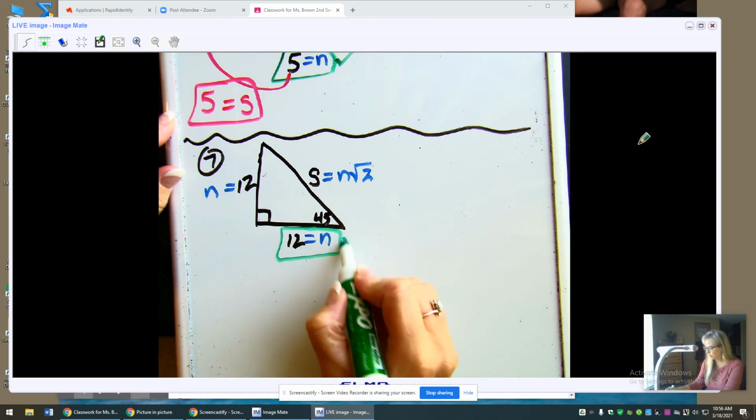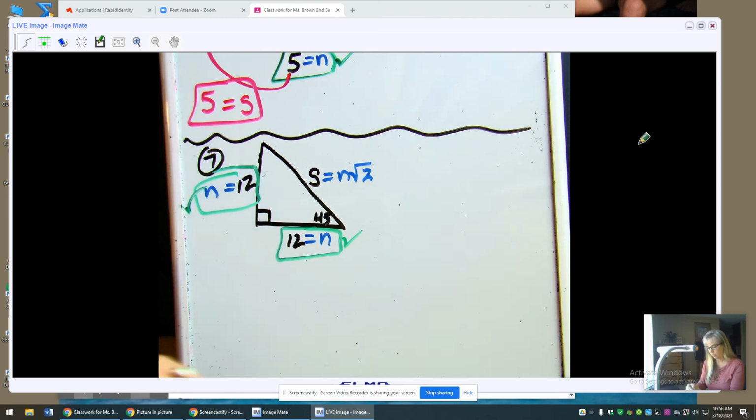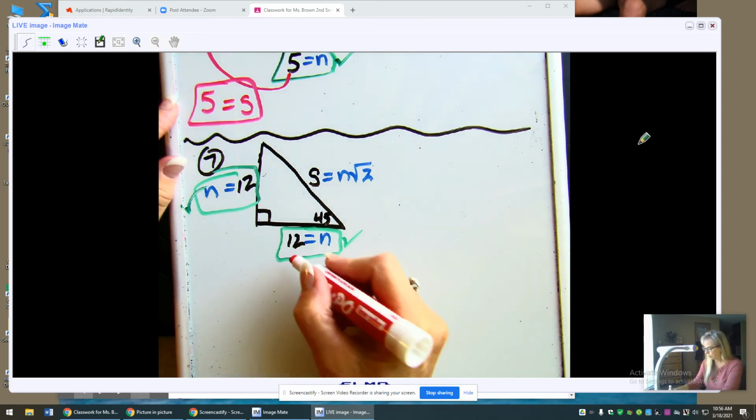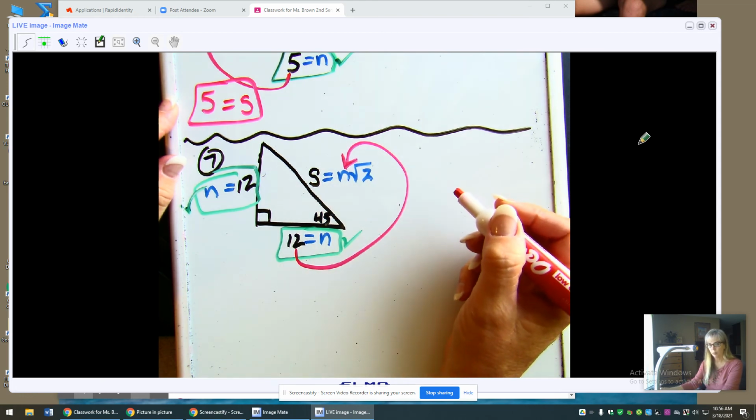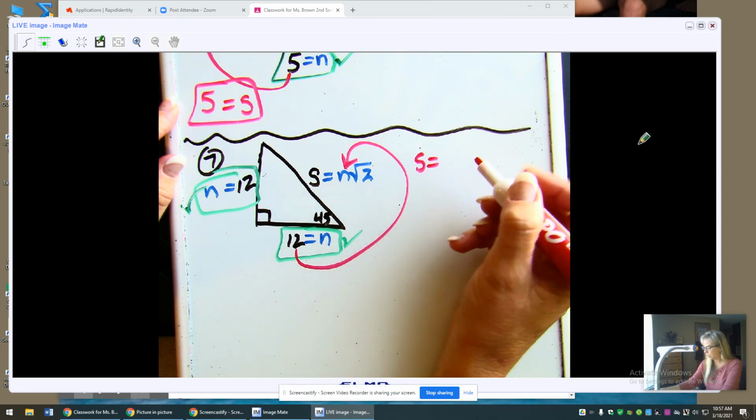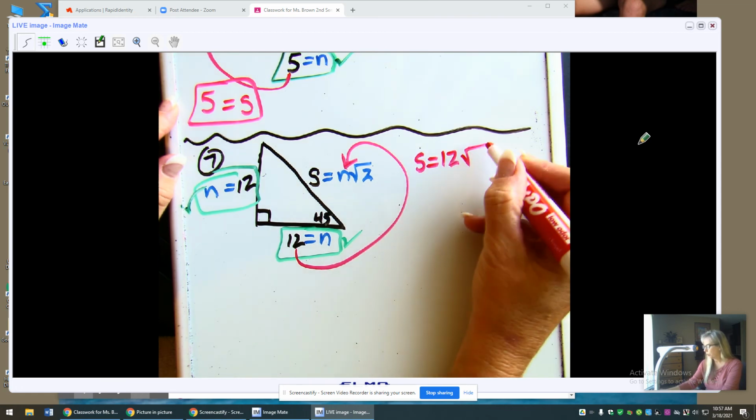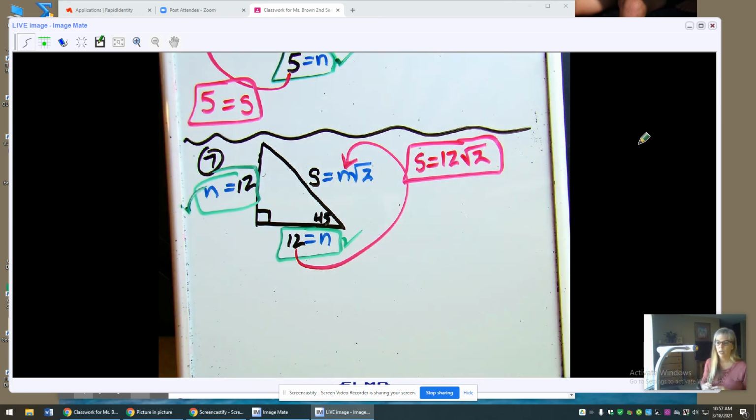Solve for n, already done. We don't need it twice. No calculation required for step 2. Step 3, plug in the n value. So I'm going to rewrite this over here. S equals n times the square root of 2. Once again, we don't calculate that. We just leave it as is.